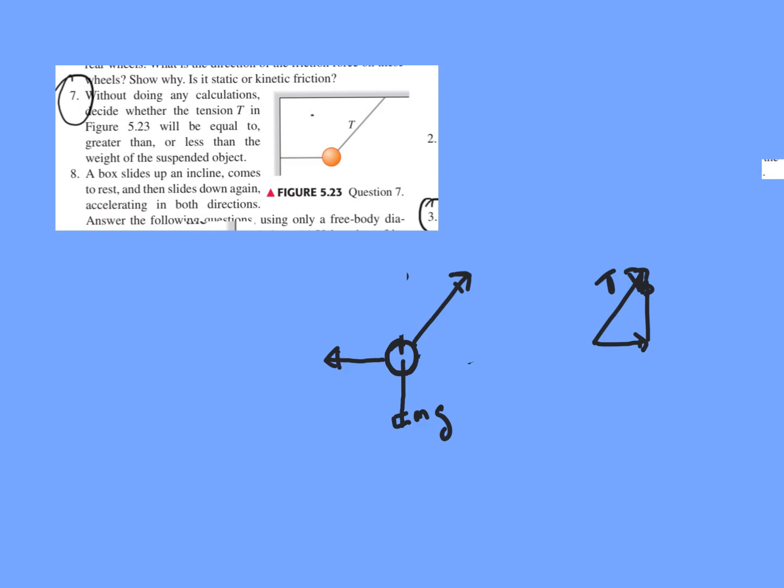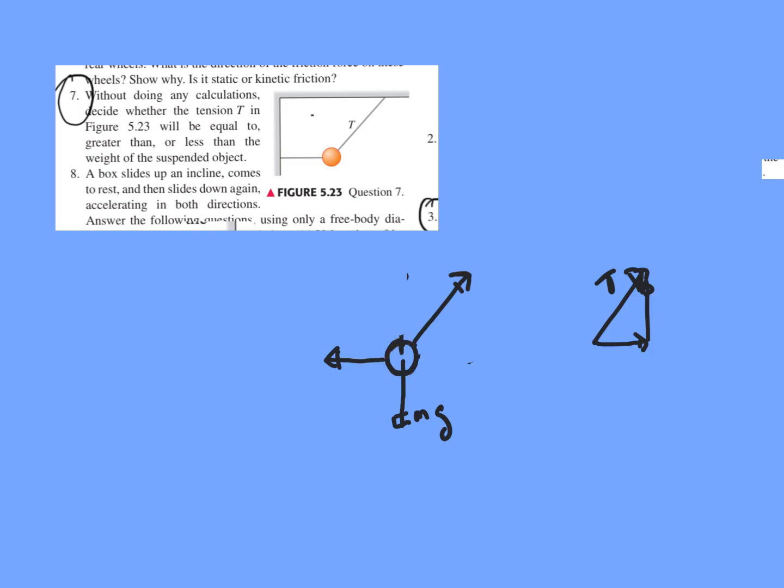the free body diagram of the mass m will indicate that there is a force mg going downwards. There is a tension force done by the rope here, and there is the tension. So this object has acceleration 0, it is not accelerating. So the sum of all the forces has to be 0.